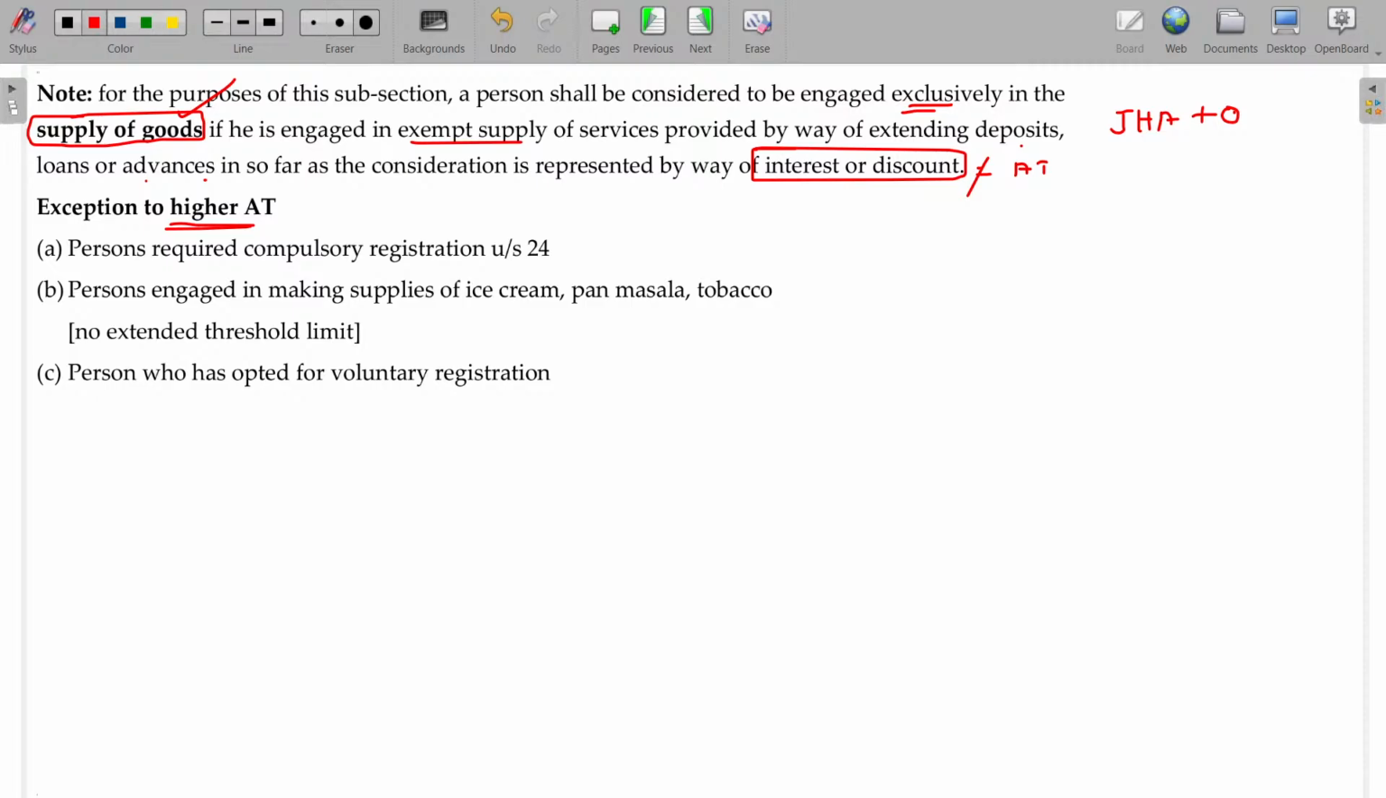So if there are goods and there is any interest charged for delayed payment or penalty, as well as late payment interest, whatever the name may be, those things are named as services only, but you are collecting only for the interest component, right?